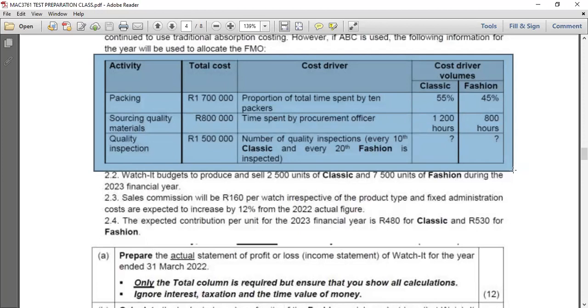Any question? You said the contribution per unit is selling price less what? Variable cost per unit.